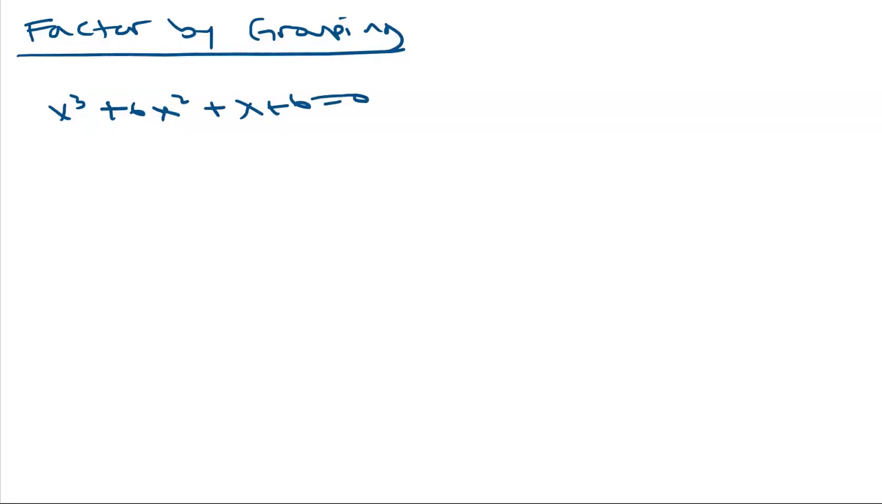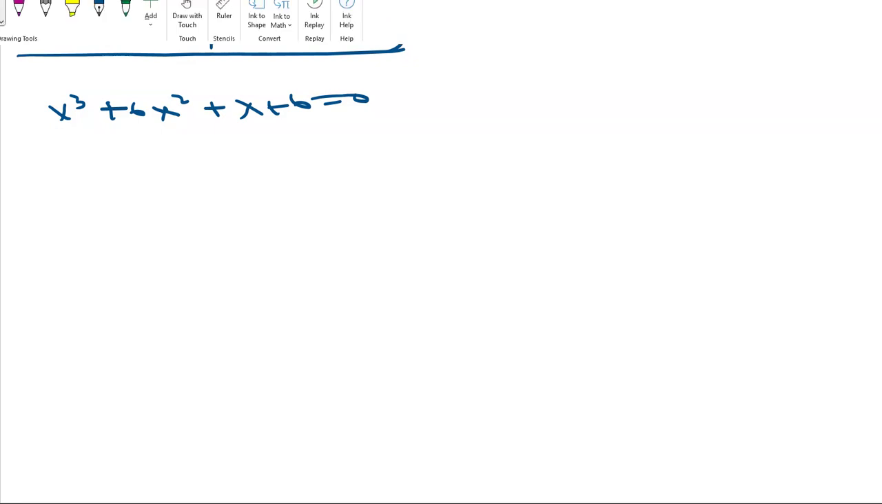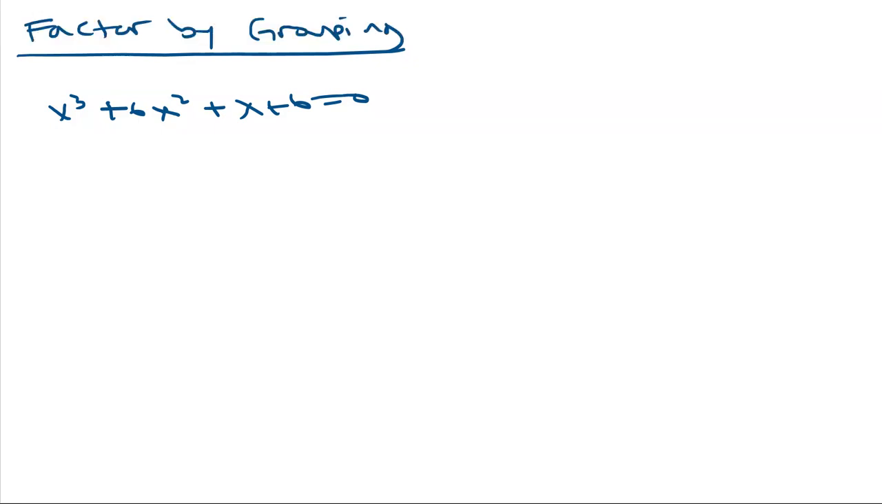Okay, so this next part is asking us to do what's called factor by grouping. So how do we do that? Well, notice that there are 4 terms here, so it's going to work with 4 terms most of the time. What I need to do is break up these 4 terms. So I'm going to write x cubed plus 6x squared plus x plus 6. That's the very first thing I need to do.